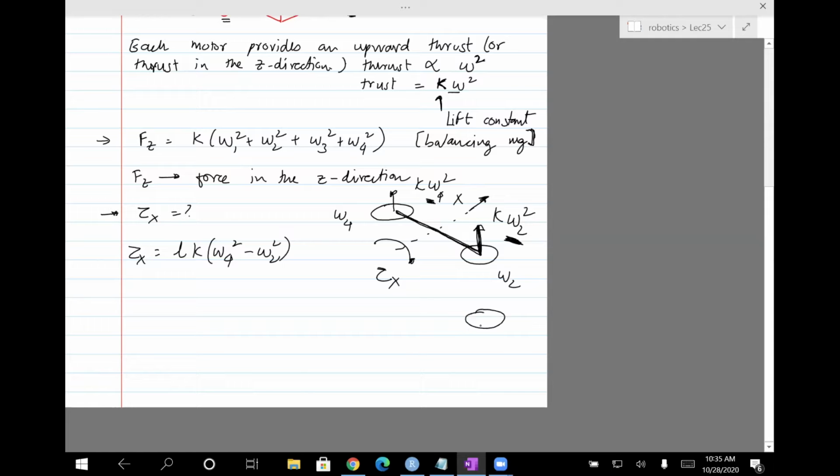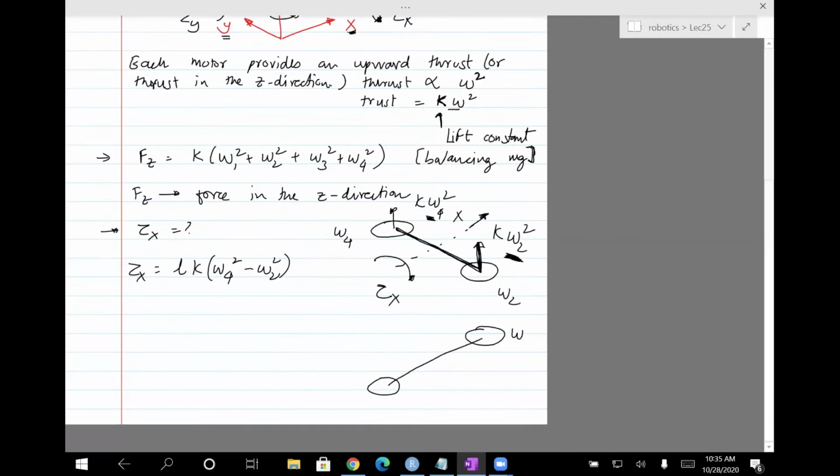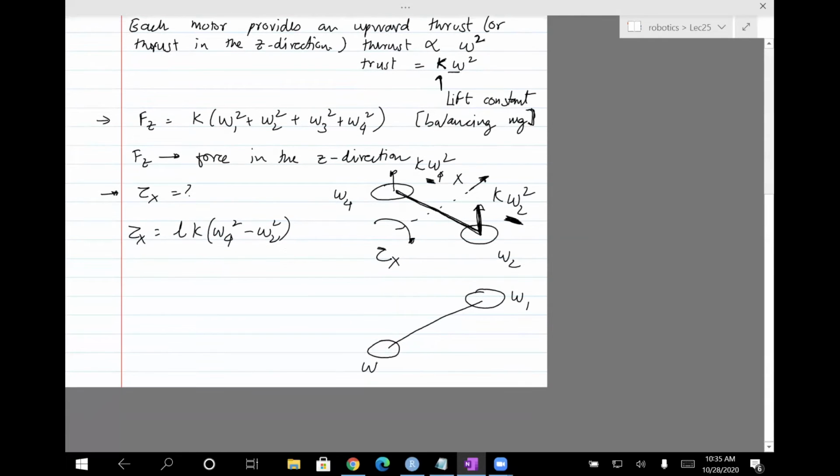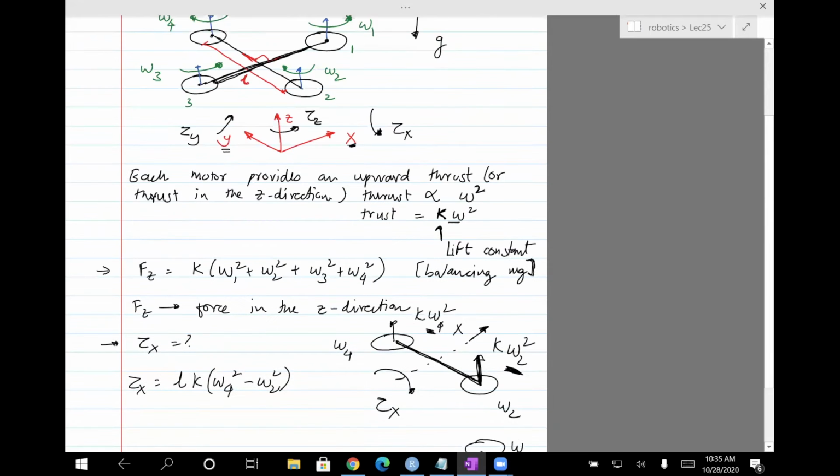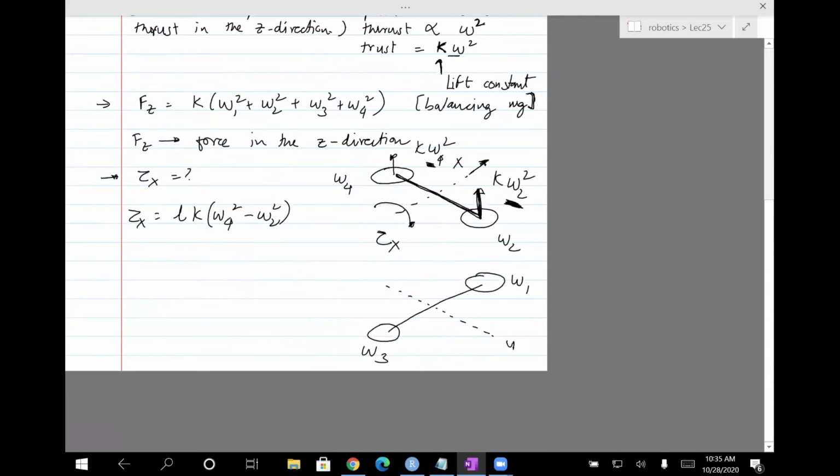Now I'm going to draw omega 1 and omega 3; the other motors are not important, so we just don't draw them. Then I'm trying to see rotation about the y-axis, where the positive y is this way. As I said, this one generates a thrust of, sorry, why am I saying p again? It's just k times omega 1 squared, and then k times omega 3 squared.